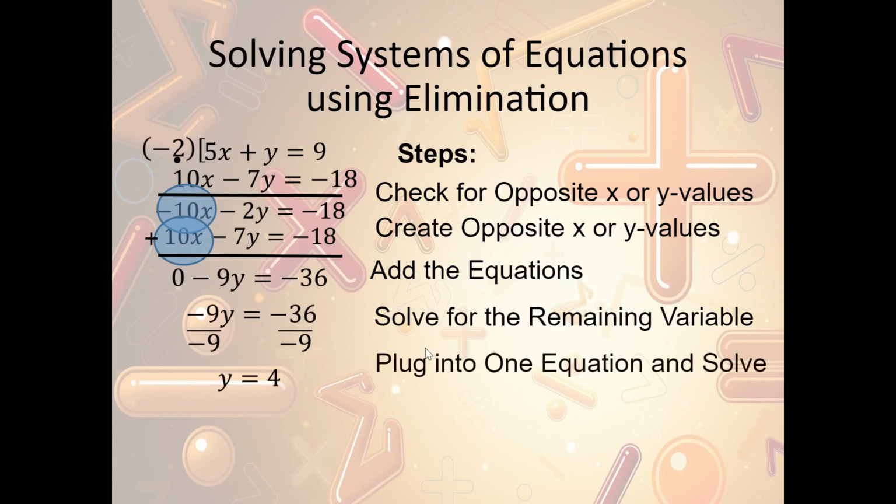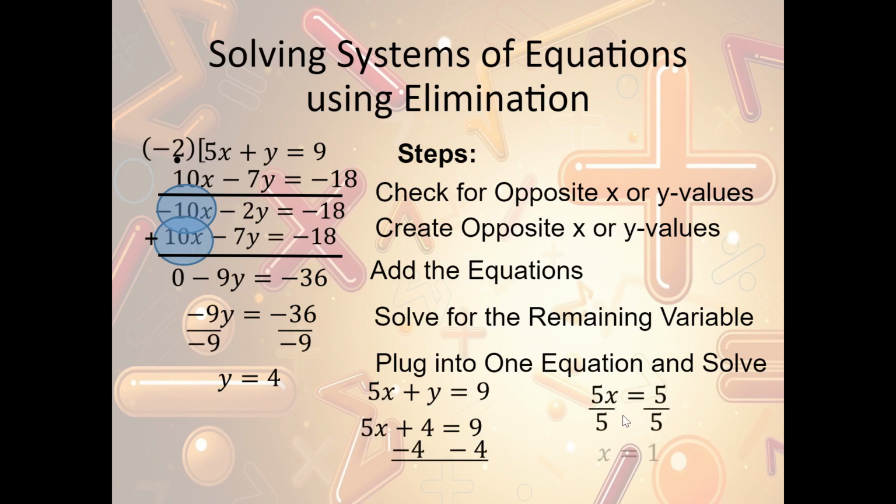Now I need to plug it into one of the equations to solve for the x value. So I'll use 5x plus y is equal to 9, and I'm going to plug 4 in for y. So now this says 5x plus 4 is equal to 9. Well, now I need to solve for x. So I'm going to subtract 4 from both sides, and I get 5x is equal to 9 minus 4, which is 5. Divide both sides by 5, and I get x is equal to 1.